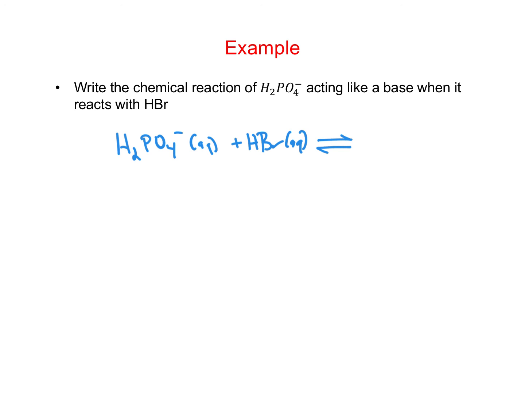So my products are going to be H3PO4. It gained an H and became one more positive. And then the HBr is going to lose that H and become more negative, so it's going to become Br minus.